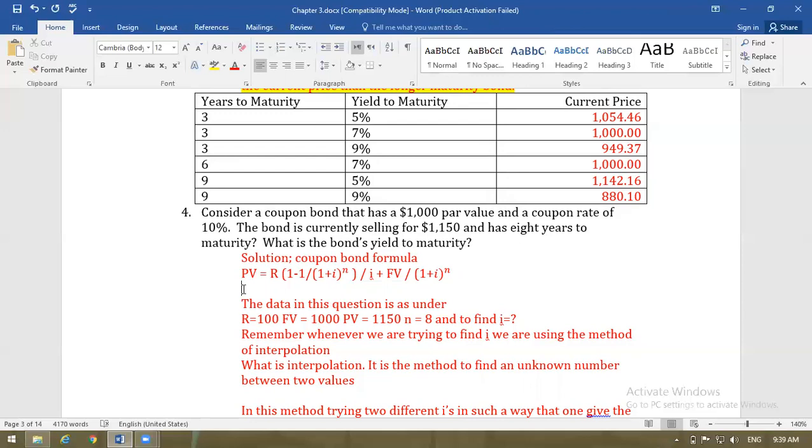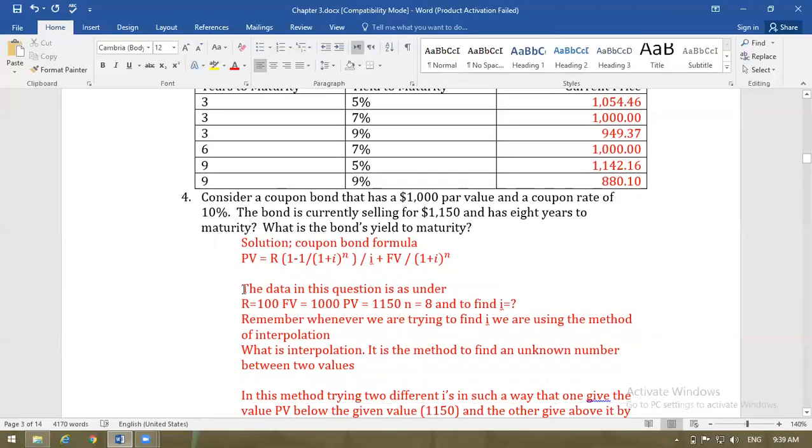Remember, whenever we are trying to find i, we use the method of interpolation. What is interpolation? Interpolation is a method to find an unknown number between two values. Whenever a question is asking to find the interest rate of a coupon bond, we will always use the interpolation method, by which we can easily find an unknown number between two numbers.